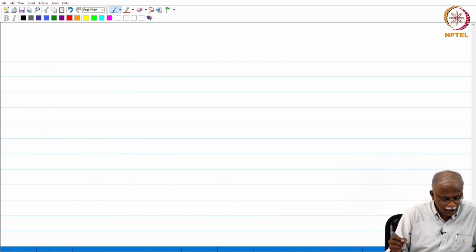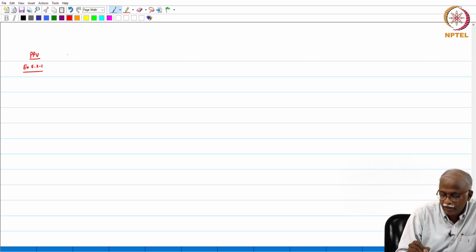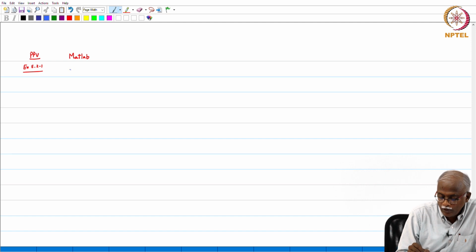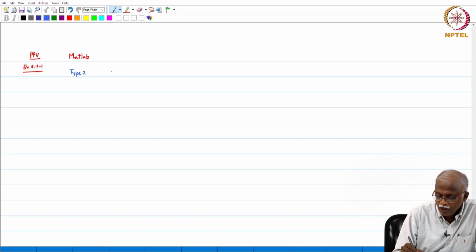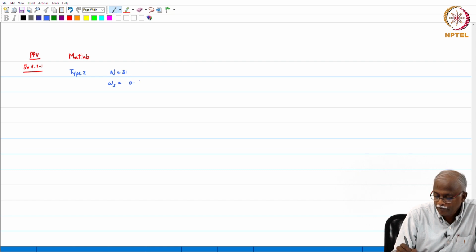Now, what I would like you to do is try the design example that is presented in the textbook by P.P. Vaidyanathan in section 5.2.1, example 5.2.1. This is a design example where you can use MATLAB to design the filter that we are looking for. Remember, it's a type 2 linear phase filter. So we are choosing N equal to 31 and stop band edge omega s as 0.586 pi.